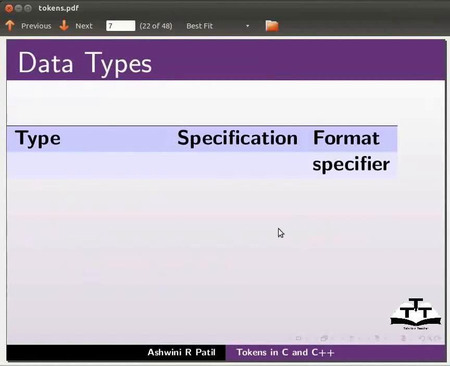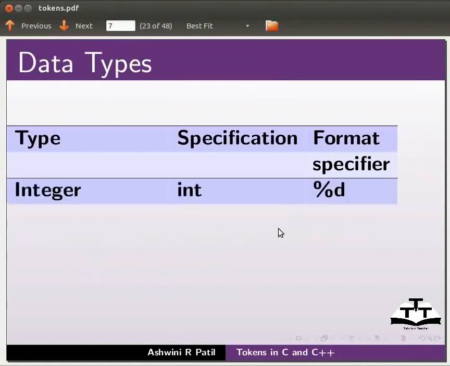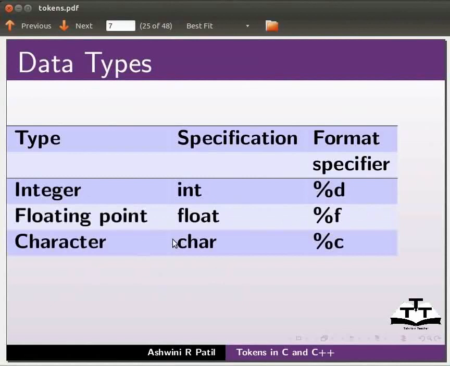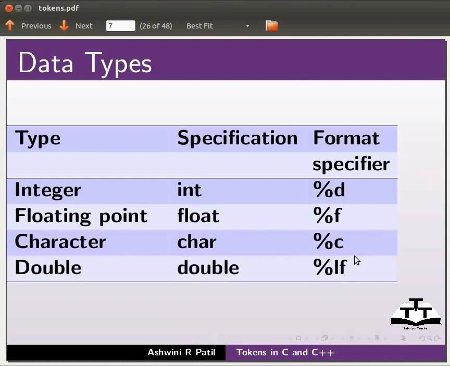Data types. Let us begin with the integer data type. It is declared as int. If we want to print an integer data type, we will use %d as the format specifier. Similarly, we will use float and %f for floating point numbers. For the character data type, we will use char and %c. And for the double data type, we will use double and %lf as the format specifier.